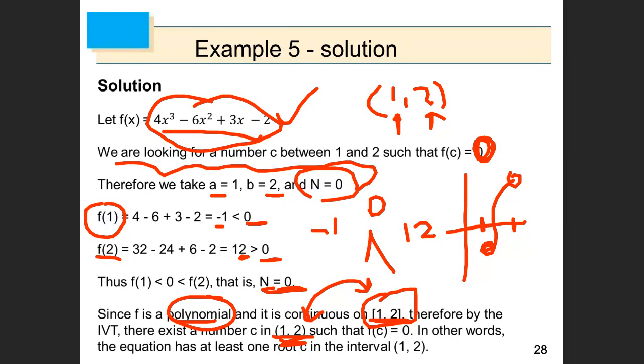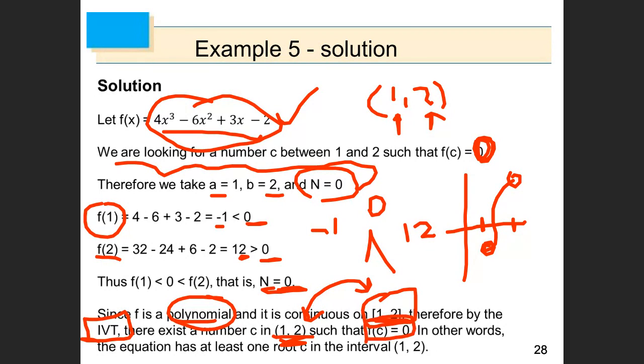This IVT means intermediate value theorem. Please just write the full intermediate value theorem, because if you write IVT in my test, I will assume that I don't know what you're saying, and I will circle it and say, what is this? So, intermediate value theorem: there exists a c in the open interval (1, 2) such that f of c is equal to 0.